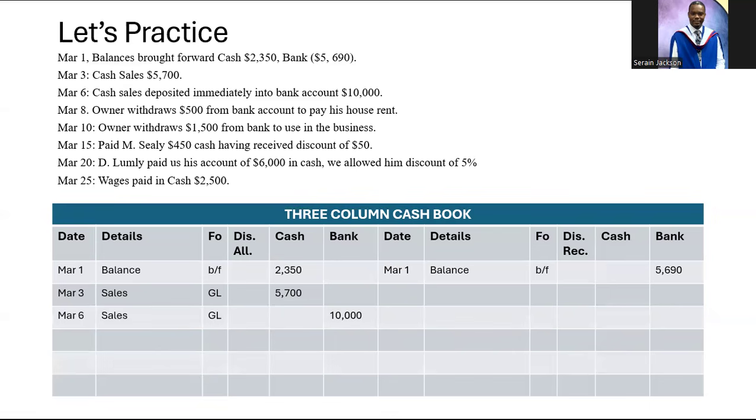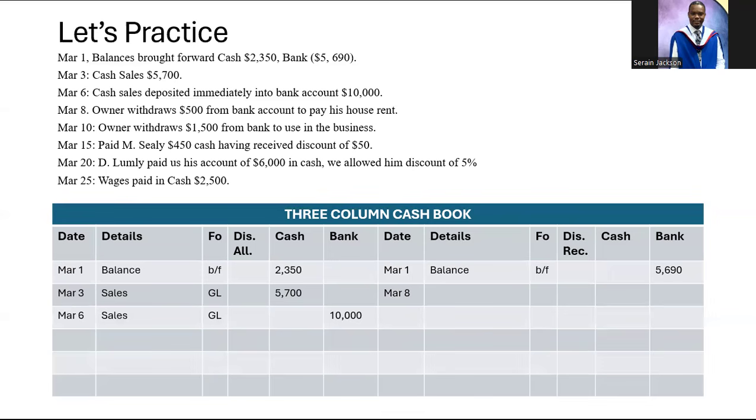March 8th, the owner withdraws $500 from the bank account to pay his house rent. Whenever the owner of the business withdraws money for his personal use, we call that drawings. Drawings is an expense to the business, right? And so in the cash book, they are taking money from the bank account, so therefore the information will go on the credit side because money is leaving the business. So you know right off the bat that it must go on the credit side.